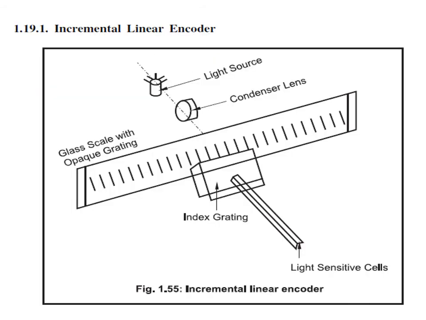Whatever I was trying to explain in the previous slide is represented here as a schematic of the incremental linear encoder. It has a light source and a light sensitive cell. From the light source, through the condensing lens and a glass scale, the light falls on the light sensitive cell. This is the schematic arrangement for an incremental linear encoder.